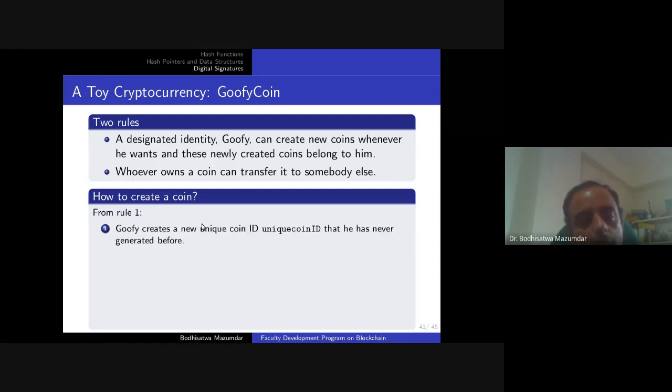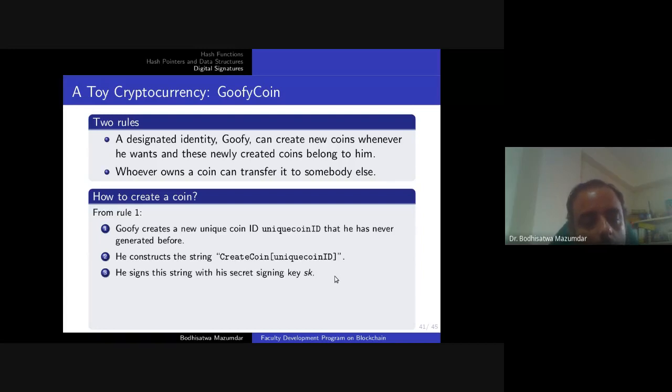So Goopy creates a new unique coin ID that he has never generated before. This unique coin ID is a randomly generated ID. And what does he do? He puts this unique coin ID into a function and constructs this string: create coin, unique ID, unique coin ID.